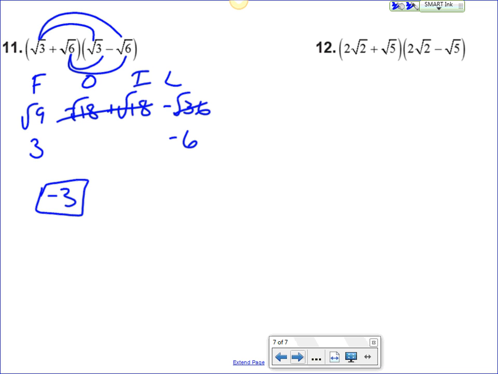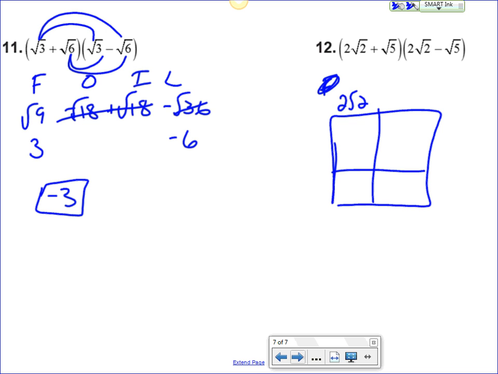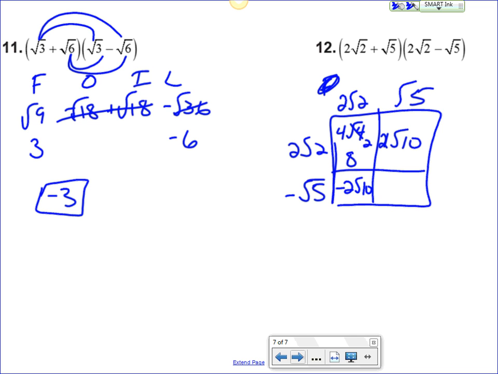Okay, if I look at this next one, if I do the FOIL again, or maybe let's try the box on this one. Okay, so I've got a 2 root 2, a root 5, a 2 root 2, and a negative root 5. So this would be a 4 root 4, which is really 4 times 2, which is 8. I've got a 2 root 10. I've got a negative 2 root 10. And then this one would be a negative root 25, which is really a negative 5. These cancel, so I've got 8 minus 5, which is 3.